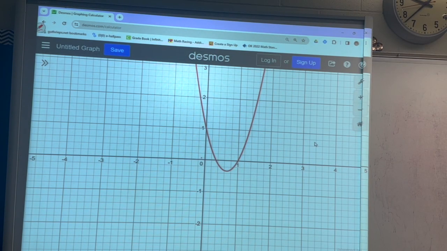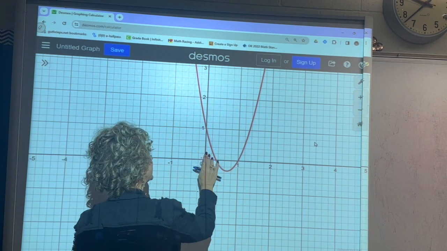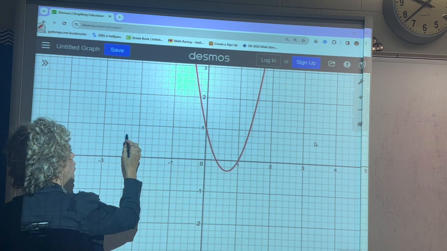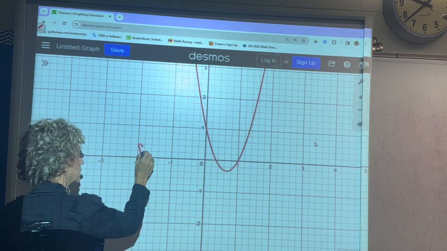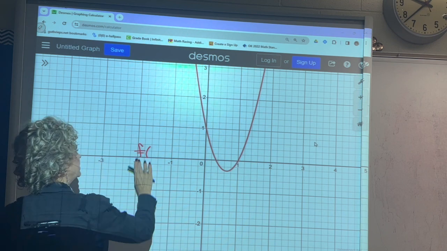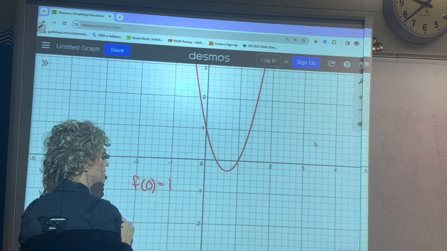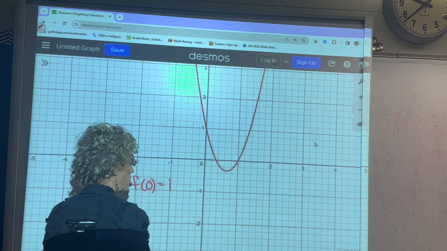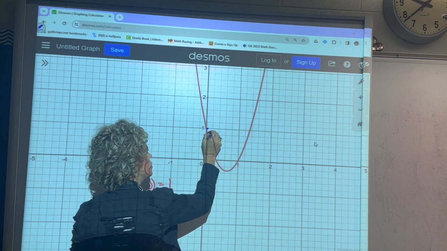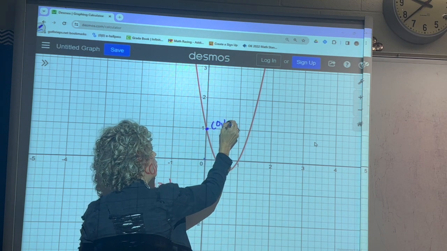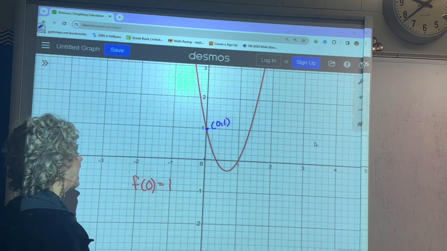Okay, so when I have my Desmos graph, we just did it, we said that when we plug in a 0, f of 0 is supposed to be 1. When we plug in a 0, we get out 1. Well, let's check that. X is 0, output is 1. 0, 1 is on our graph, okay?